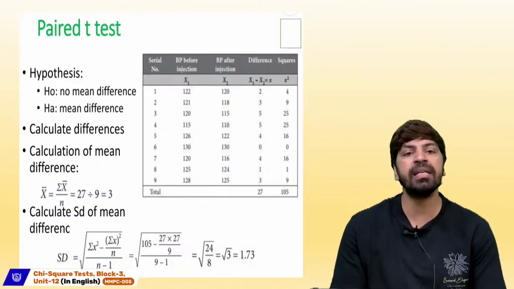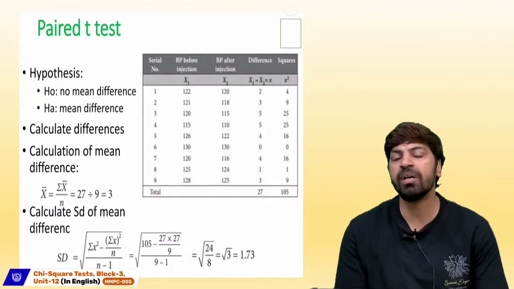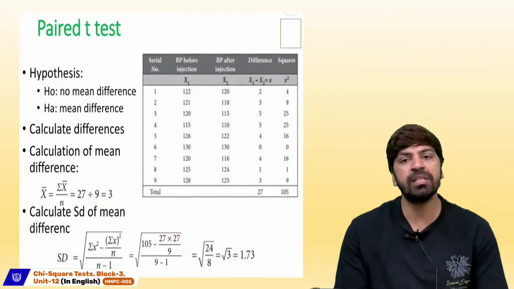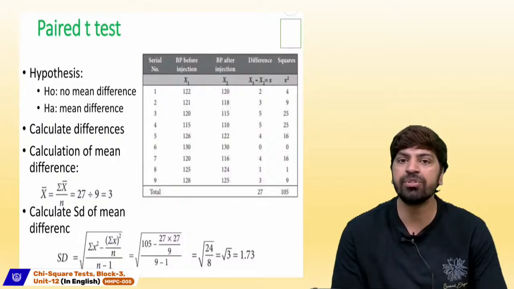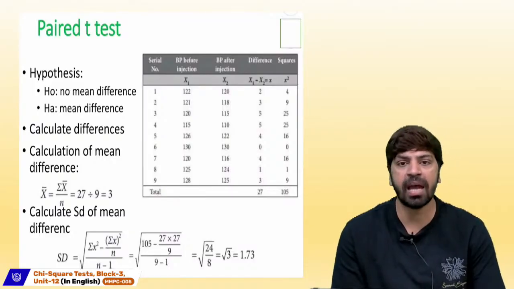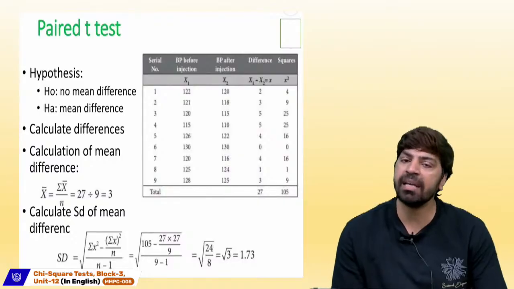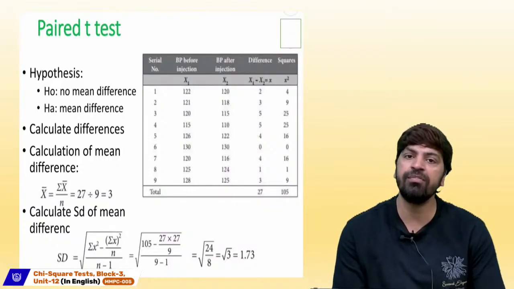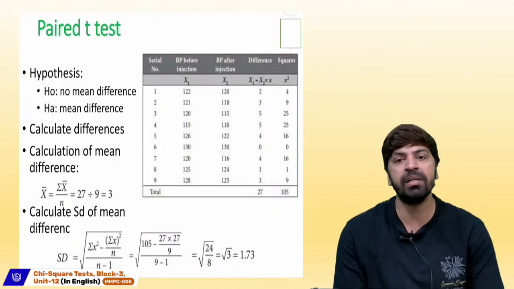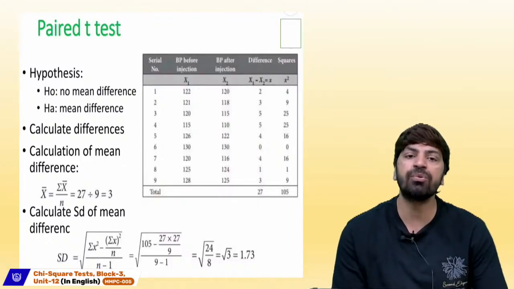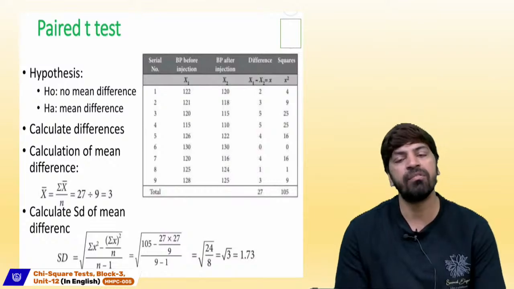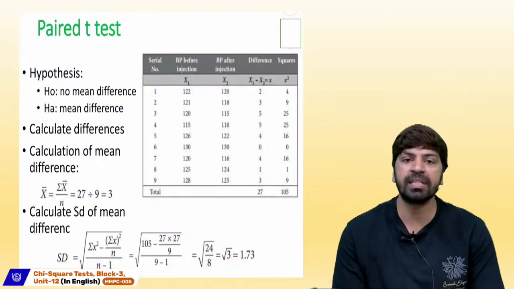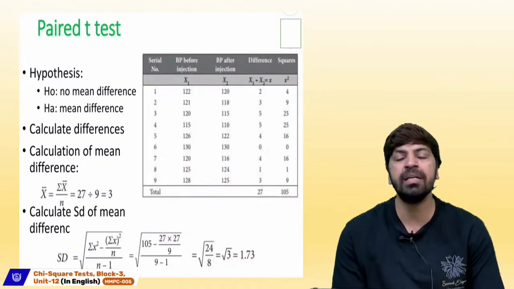Then the next step is to square. We need the summation, sigma d squared. So we square the differences: 2 is 4, 3 is 9, 5 is 25, again 5 is 25, 4 is 16, 0 is 0, 4 is 16, 1 is 1, 3 is 9. So the ultimate total is 105. So sigma d squared is 105. The difference total is 27 and n is 9.